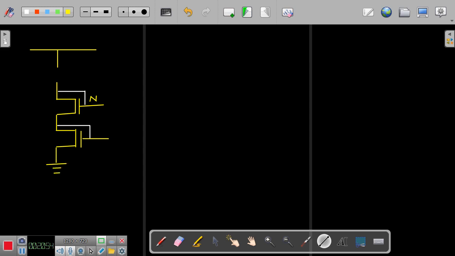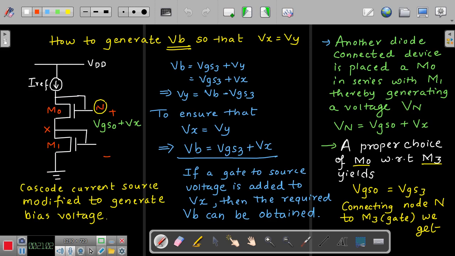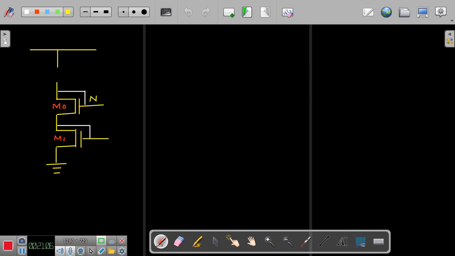So now this is my M0, this is my M1, what I had drawn in the previous frame, M0 and M1. Of course, I have I reference as well. This is my I reference, and this is VDD. So this node is N now.